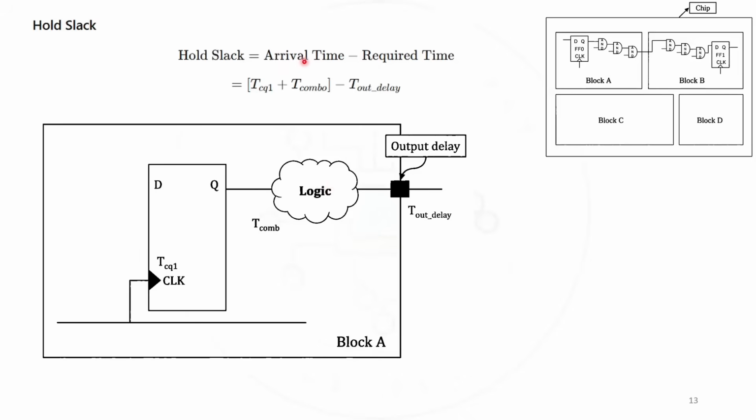Now coming to hold, it is arrival time minus required time. Arrival time will be the same, clock to Q delay followed by T combo, whereas for required time we only need to consider the output delay.